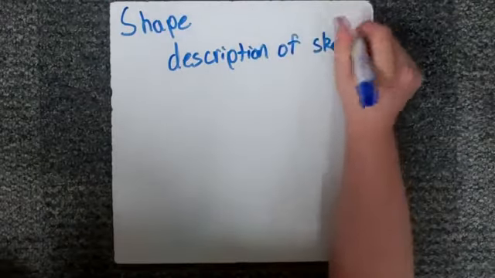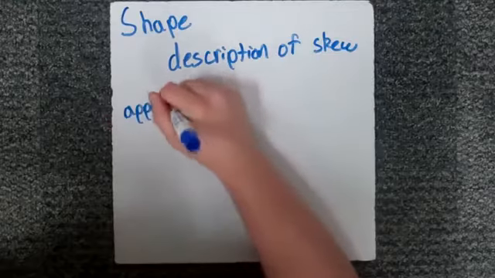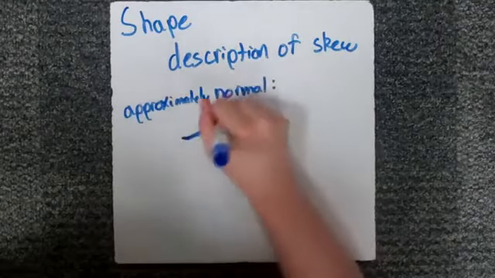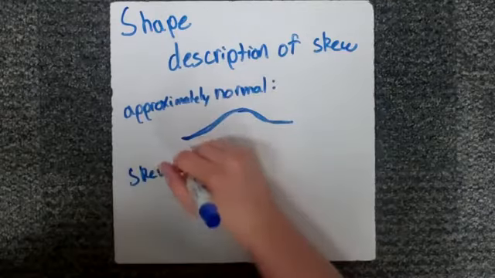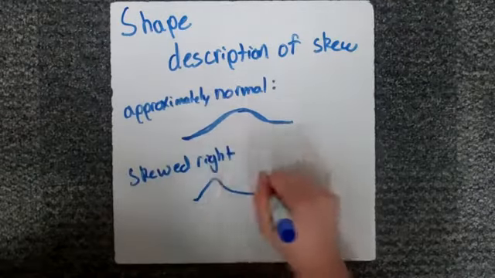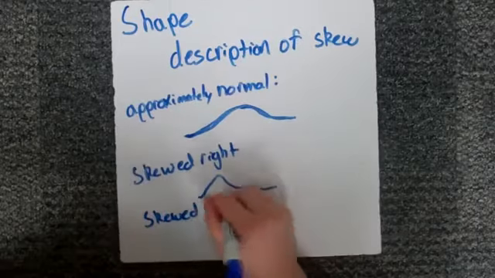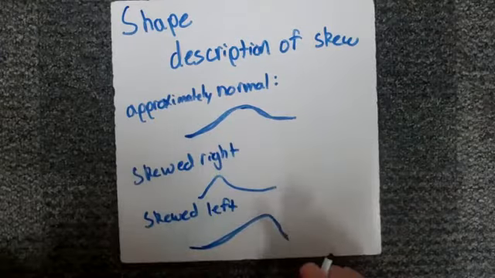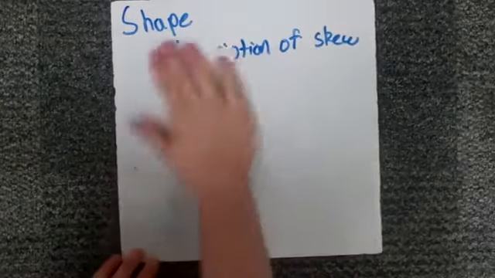Shape. Description of the skew of your distribution. There's approximately normal, because none of us can really draw a normal graph, as I can show you here. There's skewed right, where there's a lot of data off to the right of your graph, and skewed left, where there's a lot of data off to the left of your graph.